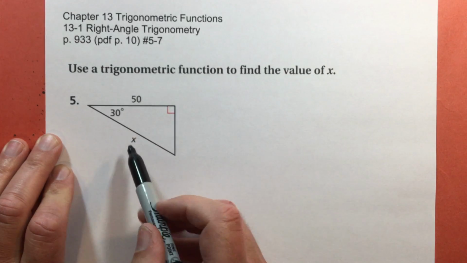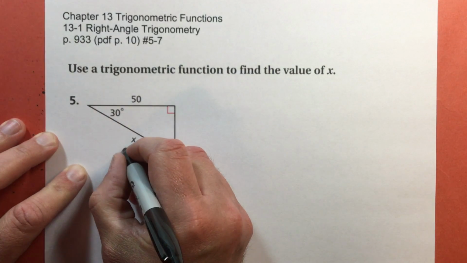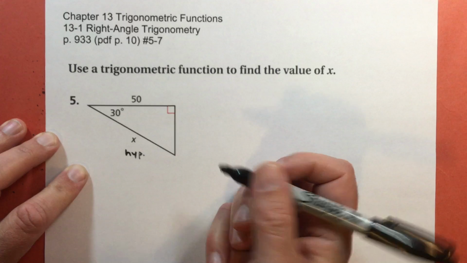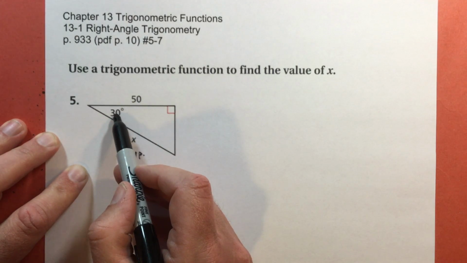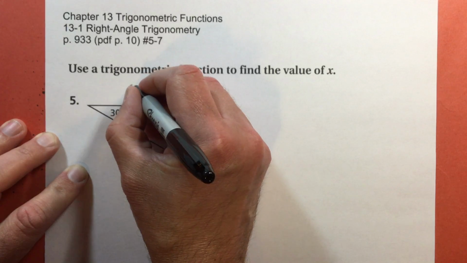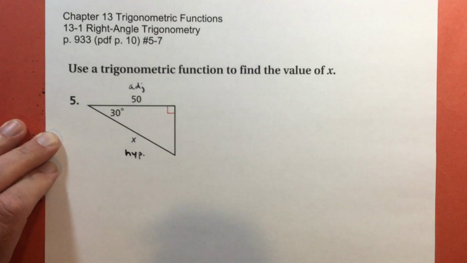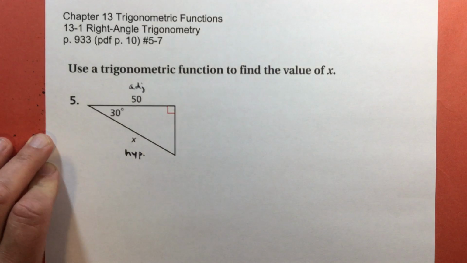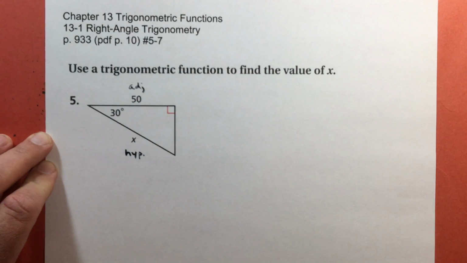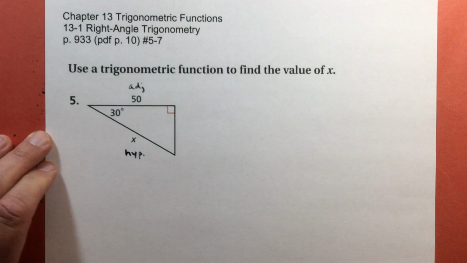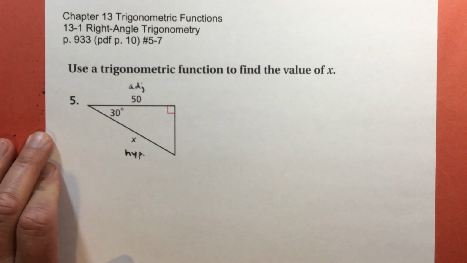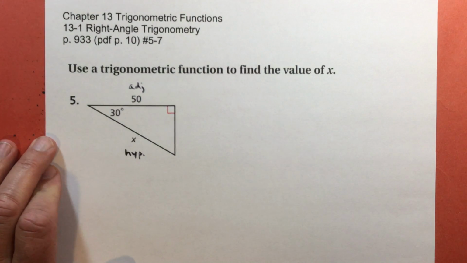Using what I have, it looks like x is the hypotenuse, and this side that's measured 50 is adjacent to the 30 degrees, so this is the adjacent side. So which of my trig functions uses hypotenuse and adjacent? It's actually two of them. One of them is cosine, and the other is secant. However, we're just going to use the cosine for this one.